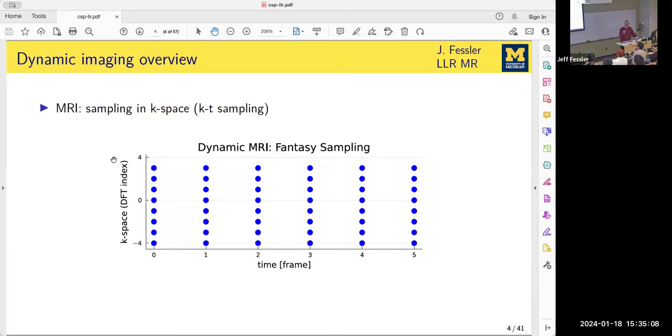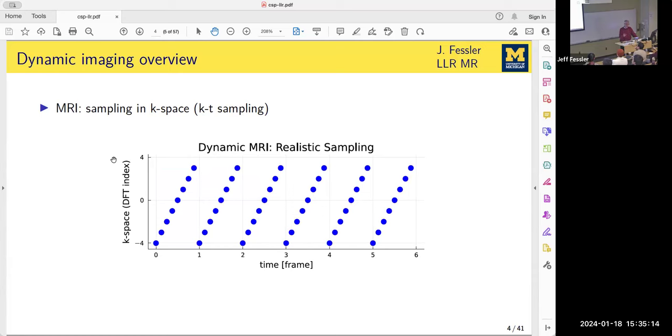It takes time to collect every sample in k-space in MRI, and you can only collect one point in k-space at a time, even if you have multiple receive coils, which is another story. So this is a realistic picture in one dimension of what dynamic MRI sampling looks like. Every point in k-space that you collect takes some amount of time. Time is marching on as you're collecting data.